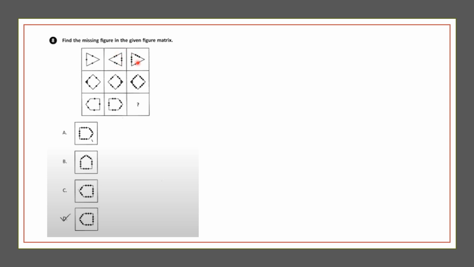Then in the third figure it is again flipped around the vertical axis and 1 more dot increases. So here also it flips and increases: previously 1 dot, now 2 dots, now again flipped, now having 3 dots. So here the same pattern will continue. It will flip and increase 1 dot. Again it will flip, increase 1 dot. So it will be facing this direction with the 3 dots on all the sides. So our answer will be option D.